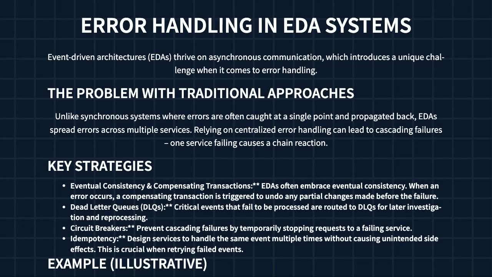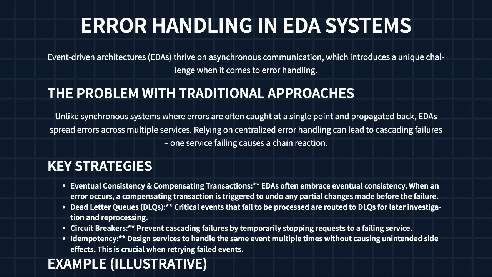Okay, so let's talk about how errors are handled in event-driven systems. The core idea is that because everything happens asynchronously, you can't just stop and handle an error like you would in a traditional system. Instead, we need to build in some safeguards. One common approach is to embrace eventual consistency, meaning things might not be perfectly consistent immediately, but they will eventually become so. We also use techniques like compensating transactions, where if one service fails during a process, another service kicks into action to undo any changes that were already made.